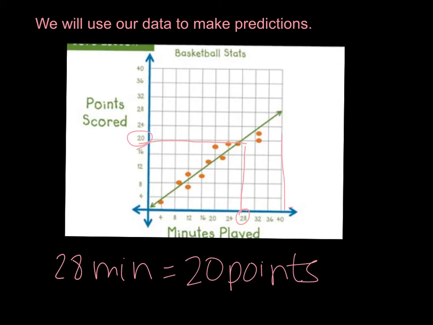And then I can make predictions way out in the future. Like if I want to see how much I will score in 40 minutes, I look at my corresponding Y value. I would score about 28 points in 40 minutes, right? So that's how you can use it to make predictions.